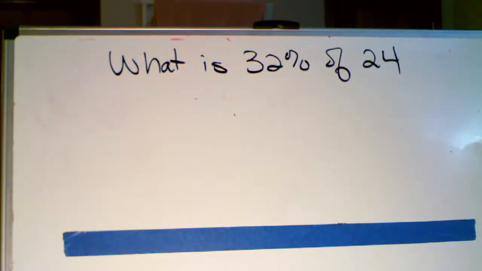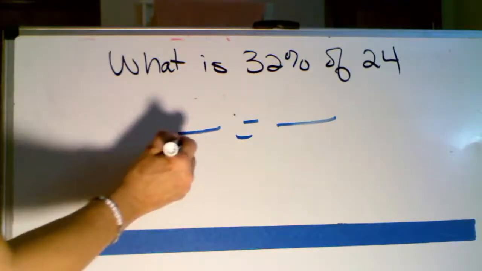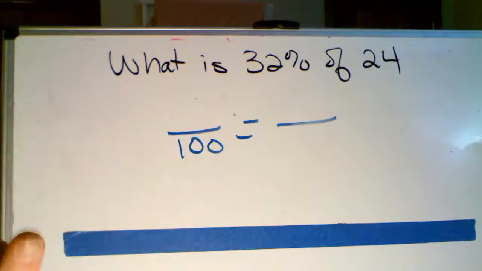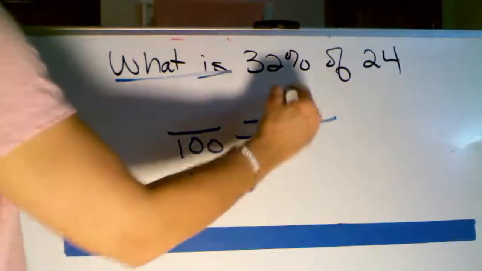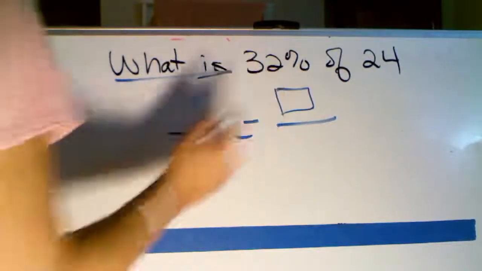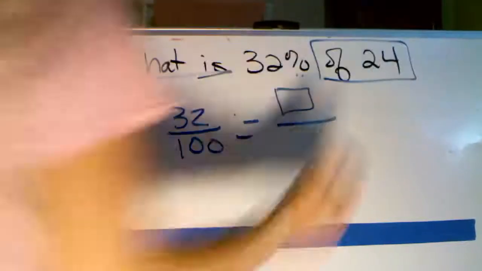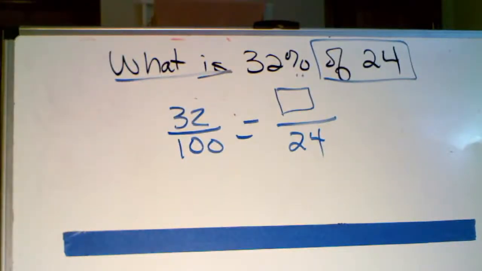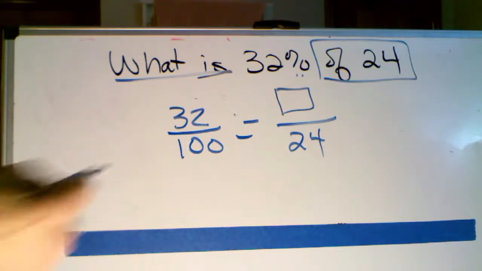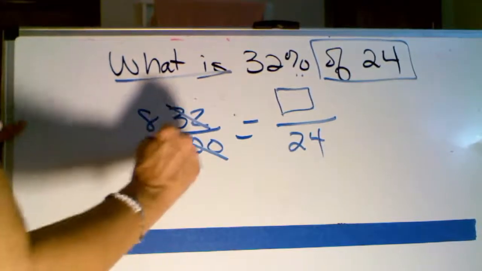I'm going to set up my proportion. I know it's two fractions all the time. I know one's going to have 100 underneath it because that's the whole of a percent. I know I'm going to go, what is? What is? So I know my is missing, so I can just put that box right there. 32%, there's my percent, so that's going to go here. Of 24, that of tells me it's going to go here. Now I'm going to reduce 32 and 100. It might help, it might not. Let's find out. I can reduce by 4, so 32 divided by 4 is 8. 100 divided by 4 is 25.